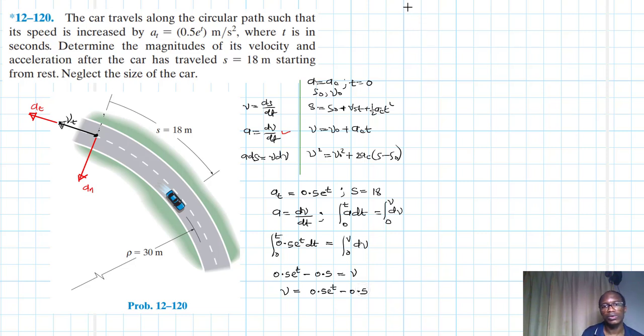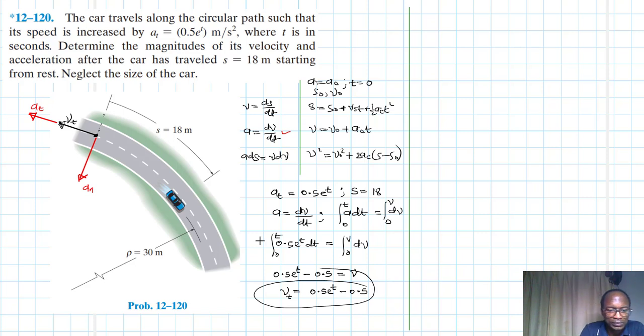Okay, the idea here is to find the time. We are looking for the time that we're going to use, because our velocity is a function of time, and so is our acceleration, the tangential. So for these we need the time, and we can calculate the time by using these particular equations. So we found v, this is v_t. The idea is we need to find the time, so let's use this equation to find the time.